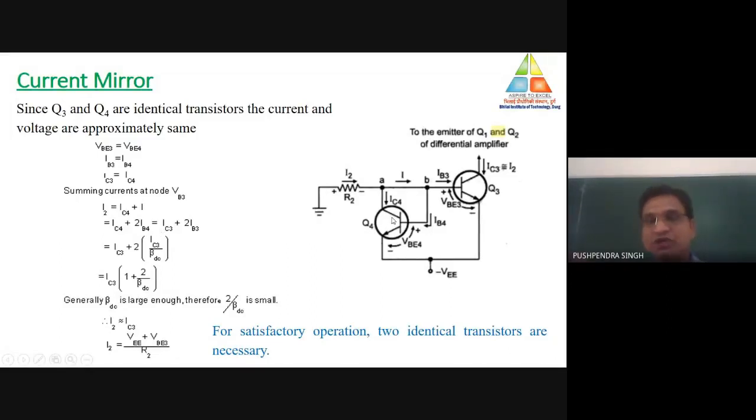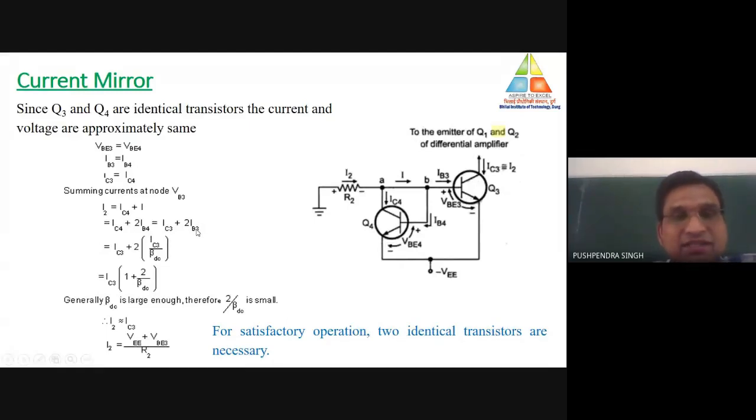Actually, we are going to make a relationship between IC3 and I2, and the intermediate parameters are IB3, IB4, IC4. So we need to replace the value of IC4 in terms of IC3. Similarly, we need to replace IB4 and IB3 in terms of IC3, by which we can make a relationship between IC3 and I2. So again I am replacing the value of IC4 in terms of IC3. IC4 is equal to IC3 plus twice of IB3. But I don't want the value of this IB3.